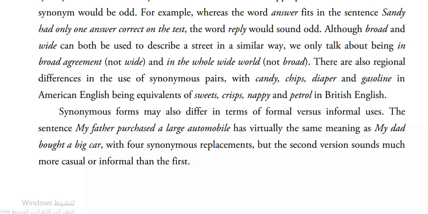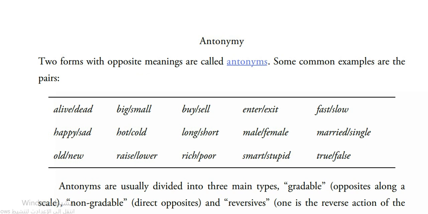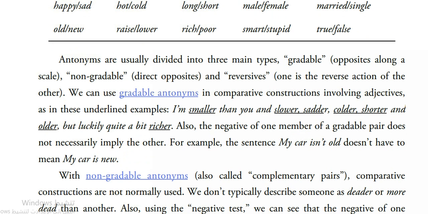Antonym is opposite. If we have alive, it means dead. If you have big, you have small. If you have hot, you have cold. If you have buy, you sell. So this is the relationship between two words, and it's called antonym. But we have here one part which is called gradable. So one type of antonyms, we have three main types.